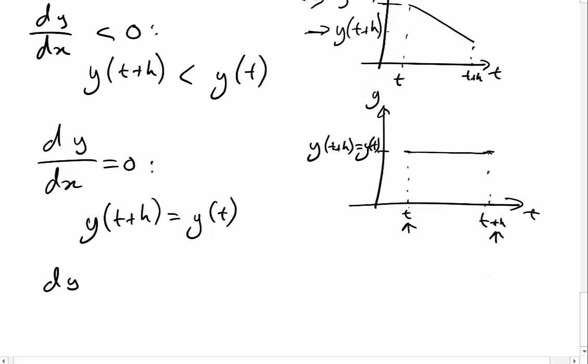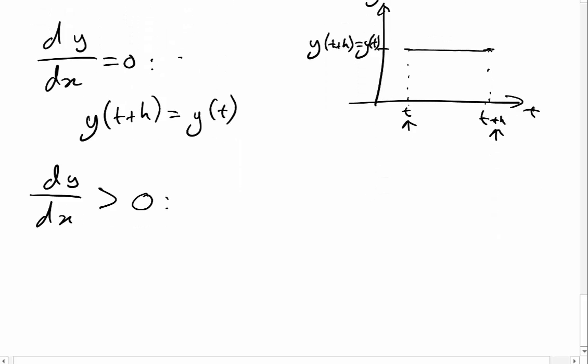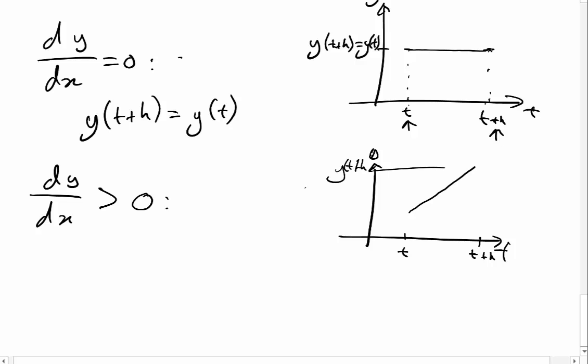Likewise, let's consider the last case. If the first was less than 0 and this was equal to 0, we're now considering greater than 0. So we get this thing going on, with y and t plus h. It's exactly the same as before: if we've got an upwards, positive gradient like that, then y of t plus h has got to be greater than y of t.